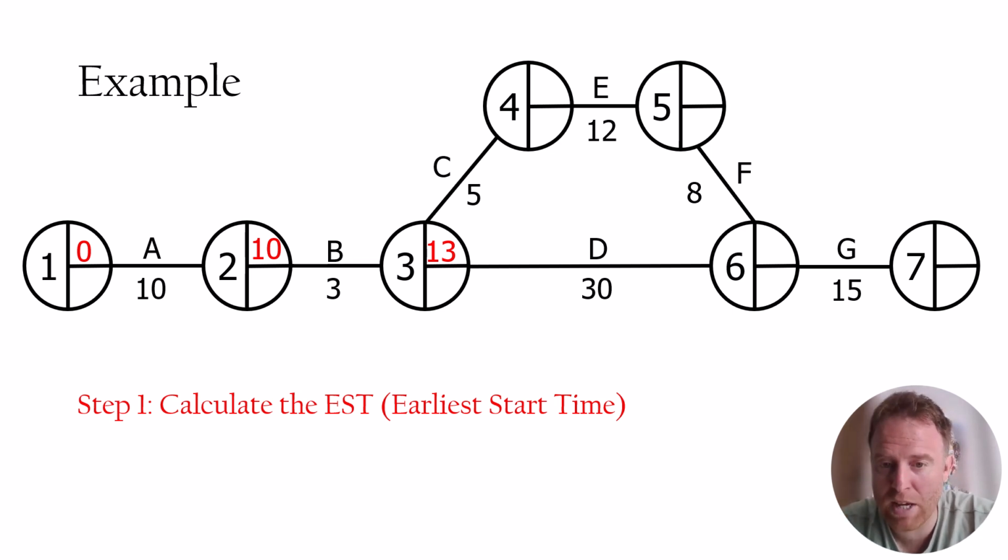So what we're going to look at is, first of all, node 4. So what we can see is that we've got an activity duration of 5 days.